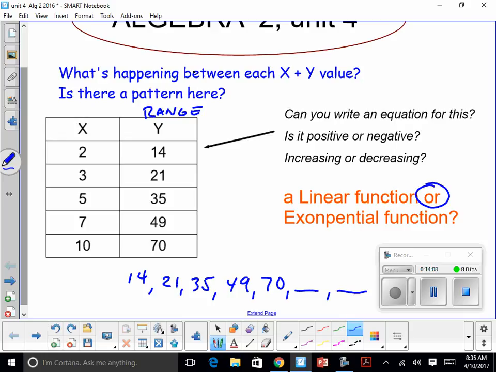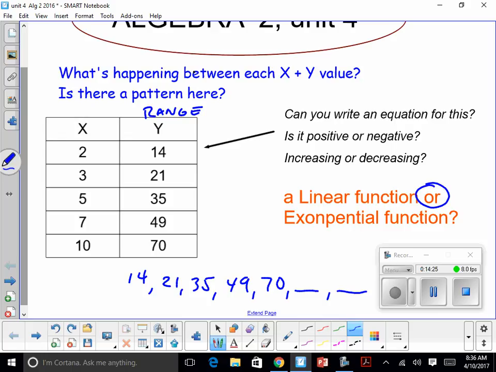Just like I have on the board, you wrote out the numbers of the range, the y numbers. And then just try to see if you can figure out what the next number would be. Part of what I'm going to have you figure out is what they are doing to go from the first number to the second, and then from the second number to the third.